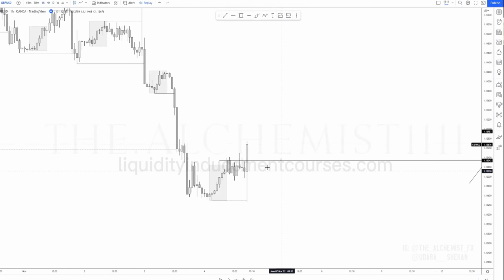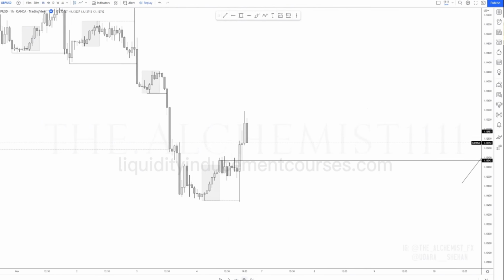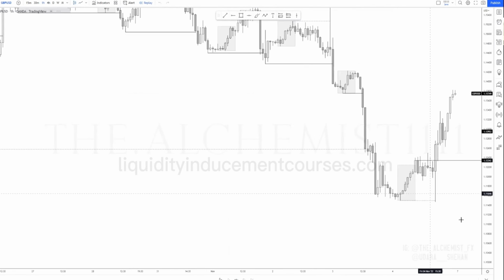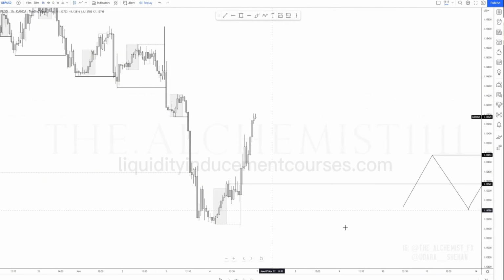Now, do you think anyone will have an idea what we're using if we draw a line like this? They'll think it's an imbalance. No. But what happens? Look at this. There it goes. Taps and flies. See that? Resistance breaks, turns into a support.